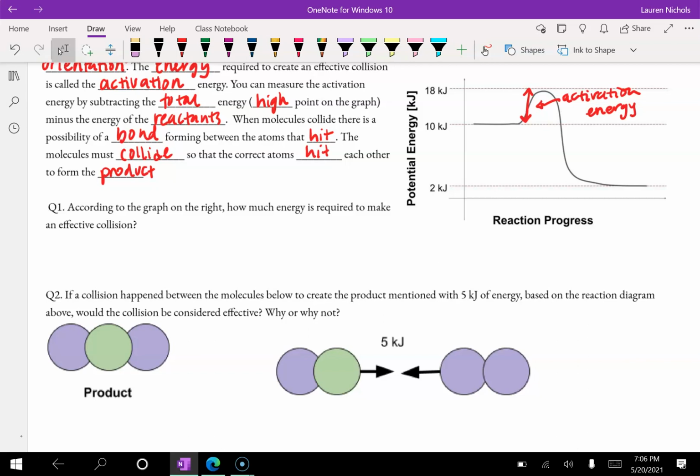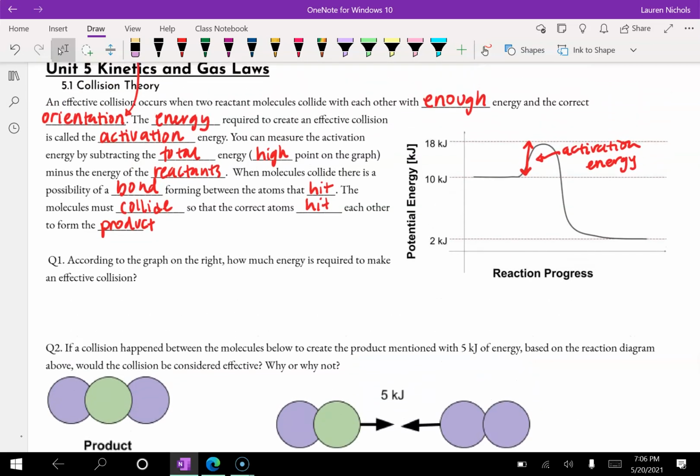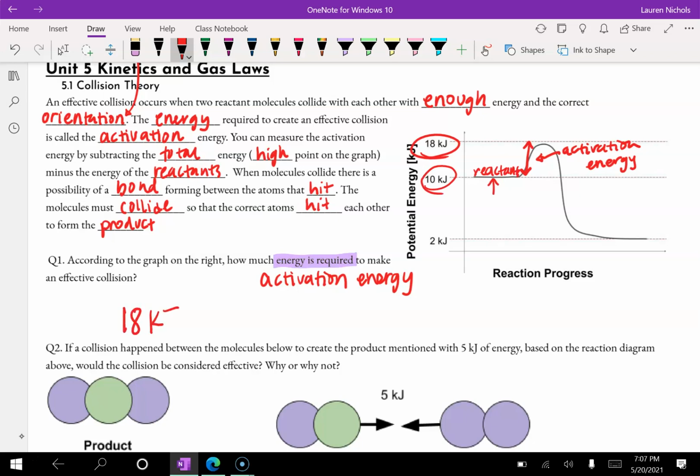But according to the graph on the right, how much energy is required to make an effective collision? Well, they're asking you for your activation energy. How much is it? If we look, our activation energy is the top of the hill, which according to our graph is about 18 kilojoules, minus the energy of our reactants, which is right here, and that's 10. So our activation energy is 18 kilojoules minus 10 kilojoules, which equals 8 kilojoules.